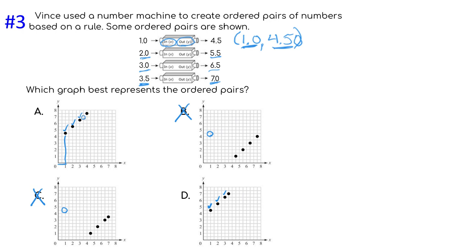There is not a point there. So A is out. D, run to 3.5, jump to 7. There is a point there. So correct answer is D.